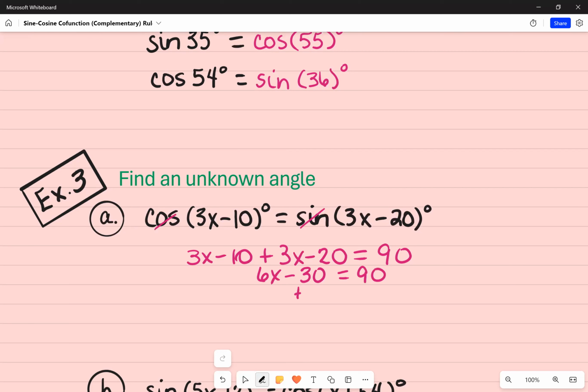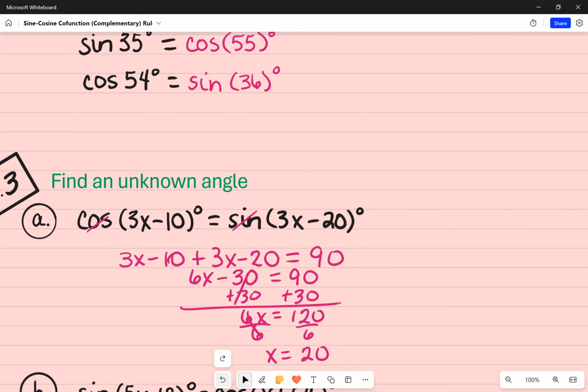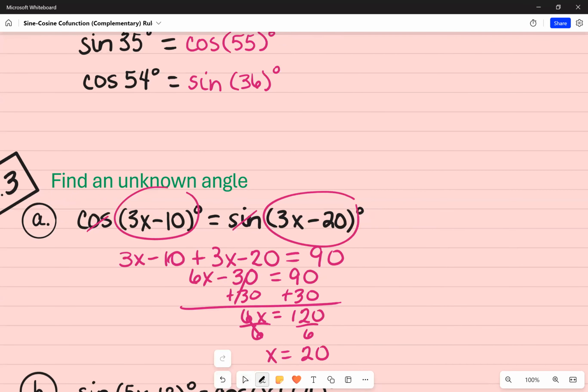Now I want to add 30 to both sides, and I'm left with 6x equal to 120. Divide both sides by 6. x is equal to 20. But that's not what I'm trying to find. I'm trying to find the unknown angles, so I have to substitute back in for both angles.